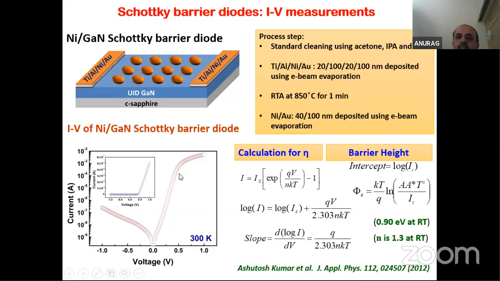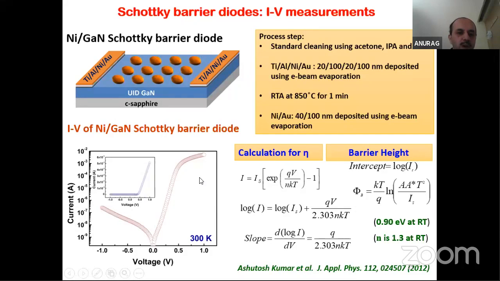This linear region we usually fit, and by fitting this linear region, we find out the ideality factor and the barrier height. When I fit this linear region, I get the intercept IS, and this is the relation between phi b and IS, and I can calculate the Schottky barrier height, which, as I have told you, is a very important parameter for a Schottky diode. In this case, we obtained 0.90.